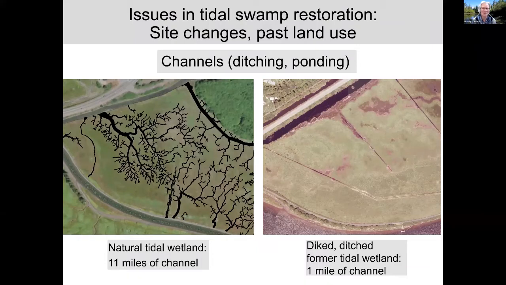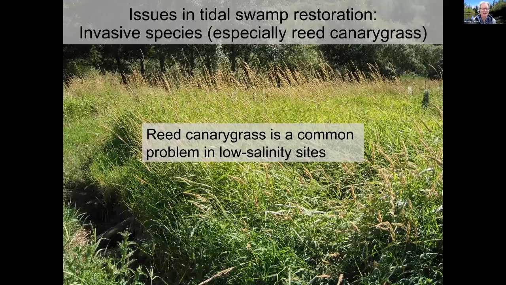There are many other changes to these diked areas like ditching that have reduced the number of channels by an order of magnitude. And that means conditions are different. You get ponding, you might get more salinity during warm summer days that might make conditions a little bit difficult for a tree. We also have reed canary grass, which is an invasive species that we need to control in order to get woody plantings established.